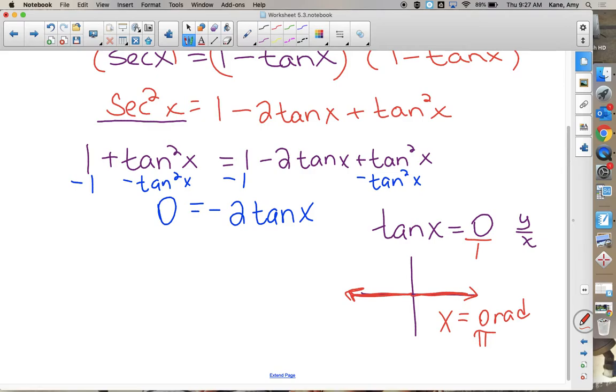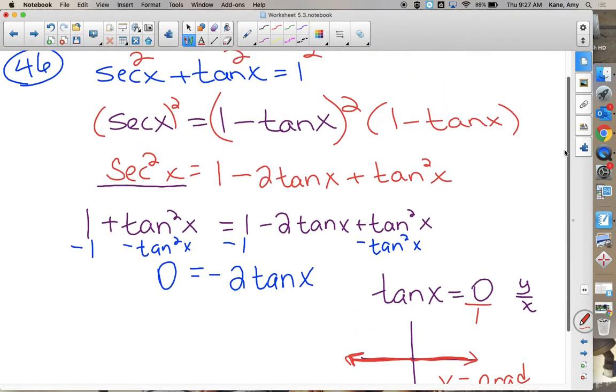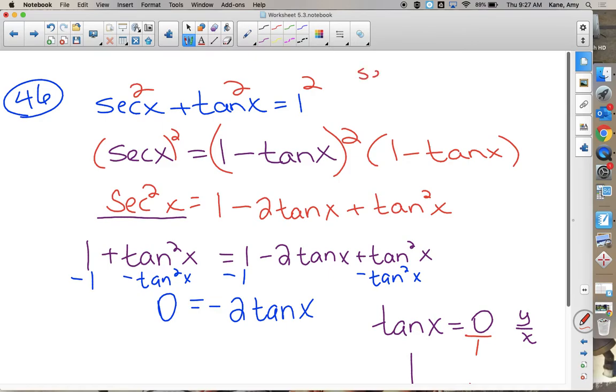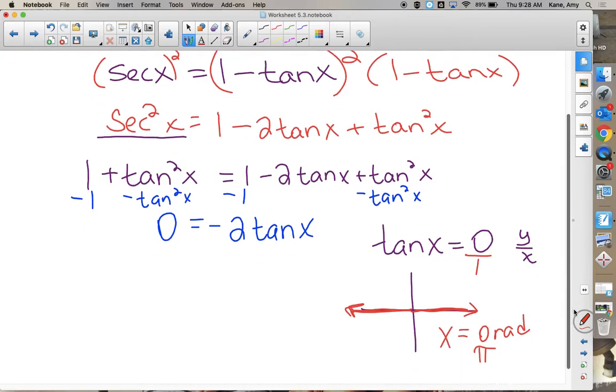What do you have to do next when you square both sides? Extraneous solution. Check it. So go back to the original problem. We're going to check 0 and pi. So we have the secant of 0 plus the tangent of 0 equals 1. Does anybody know what the secant of the angle 0 is? Emma? 1? What's the tangent of 0? 0. We just said tangent of 0 is 0. Does 1 plus 0 equal 1? Yes. So angle 0 is a good angle to use.